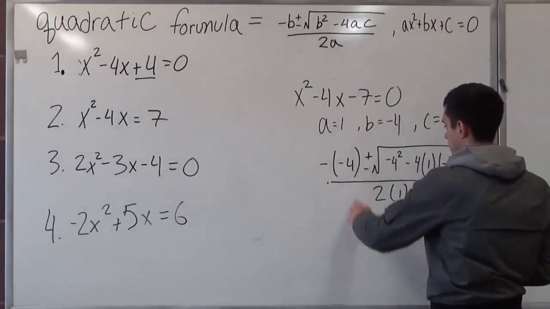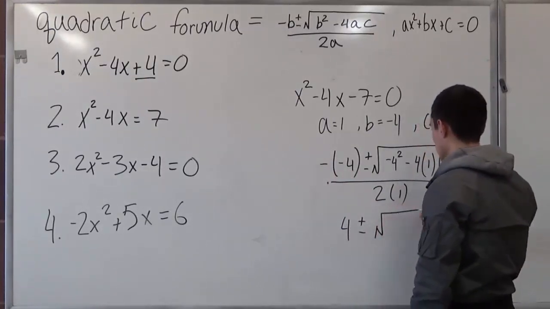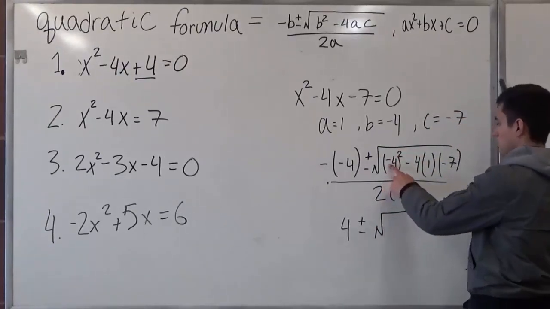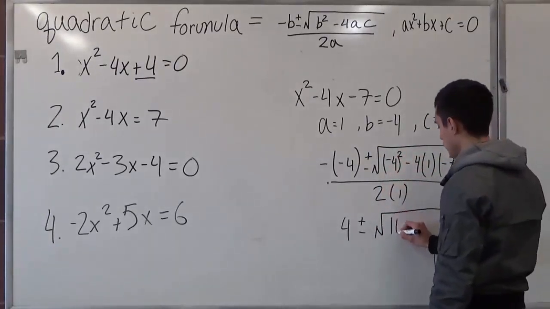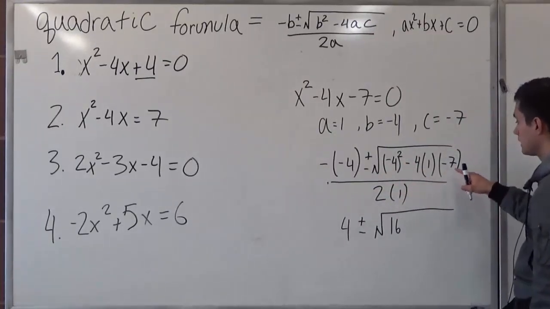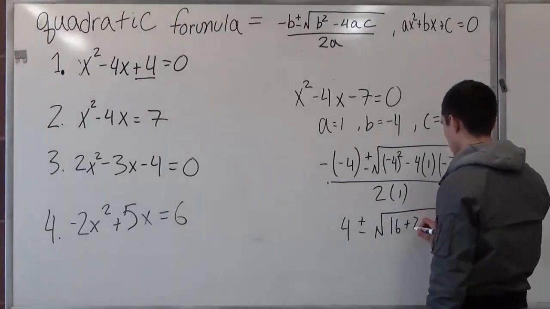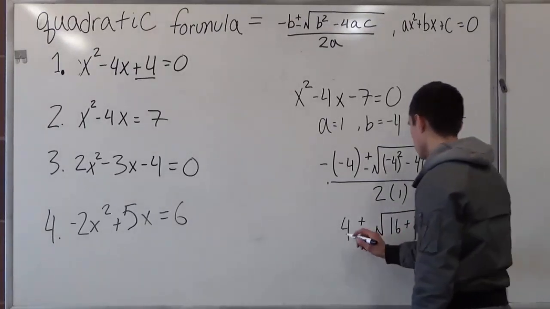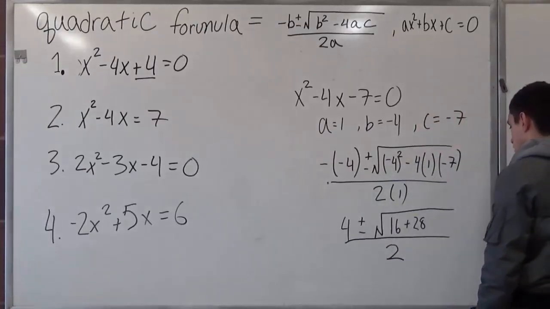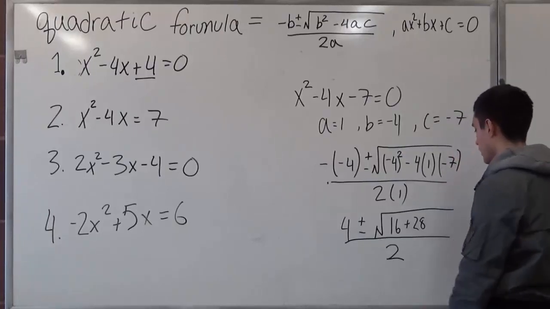Negative 1 times negative 4, which is just going to give us 4. 4 plus or minus negative 4, pretend there's a parentheses, negative 4 squared, which is 16. Negative 4 times 1 is negative 4. Negative 4 times negative 7, that will give us positive 28, all over 2. So now, as you can see, we just have to break this down even more.